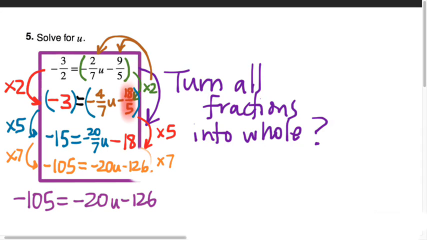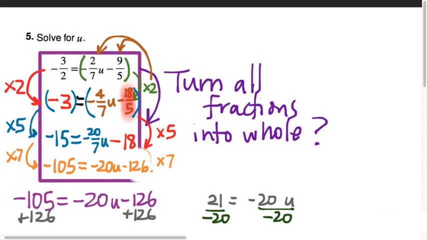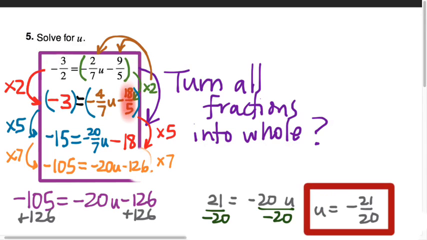I'm going to go through those steps reasonably quickly because we've seen them a number of times by now, and because I have a larger point to make. But if I add 126 to both sides, I'll end up with, let's see, 21 equals negative 20u. And then if I divide both sides by negative 20, I'll end up with u equals negative 21 over 20, which was the solution that we got last time when we solved this just directly using fraction arithmetic and reversing the order of operations.